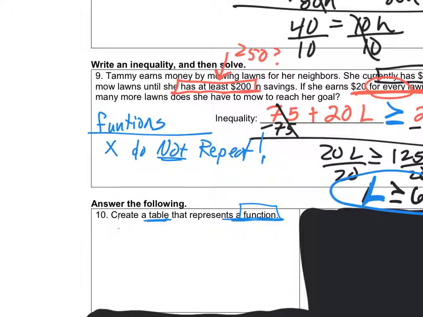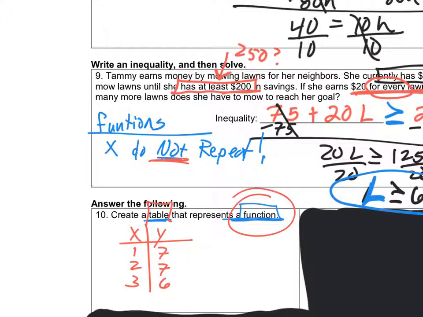Okay? So if the x's do not repeat and I need to create a table, then I can just set up an XY table, and it doesn't matter what I list here in my X values as long as none of them repeat. So I'm going to choose 1, 2, 3. It really doesn't matter what you pick. And then just pick numbers here. I can pick any numbers on the right I want because it doesn't matter what goes to a function. It has to be the X values that do not repeat.